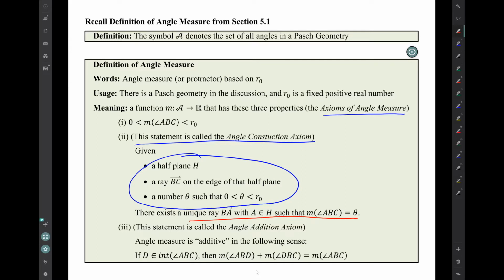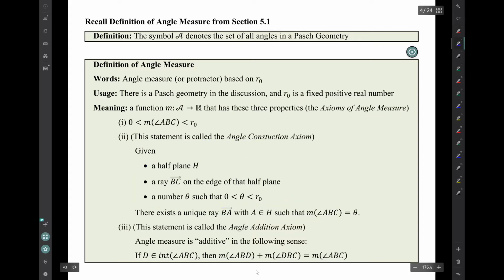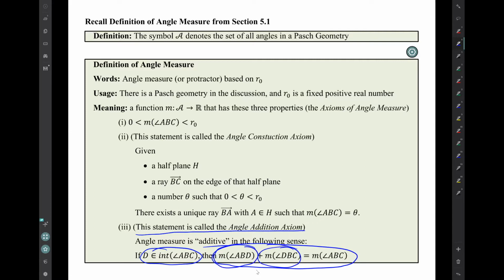I kind of raced through that, but we'll slow down and visualize that when it comes up during today's video. The third axiom of angle measure is called the angle addition axiom. It says that angle measure is additive in the following sense. If a point D is in the interior of an angle ABC, then the measures of the two angles that are created by point D add up to the measure of the original angle ABC.